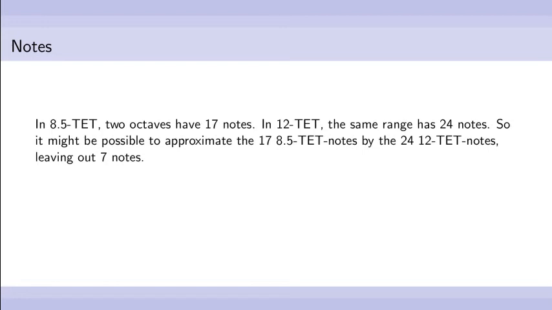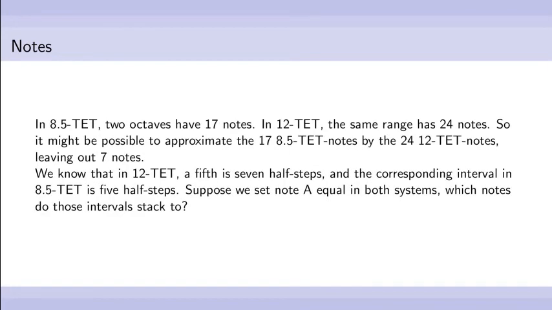In 12 TET, the same range has 24 notes. So it might be possible to approximate the 17 8.5 TET notes by the 24 12 TET notes, leaving out 7 notes. We know that in 12 TET, a fifth is 7 half steps, and the corresponding interval in 8.5 TET is 5 half steps.